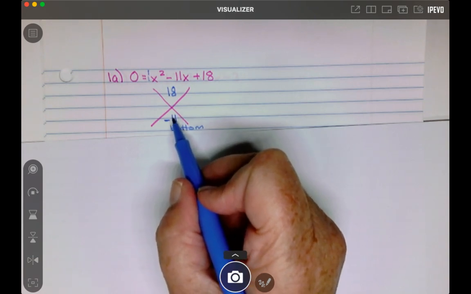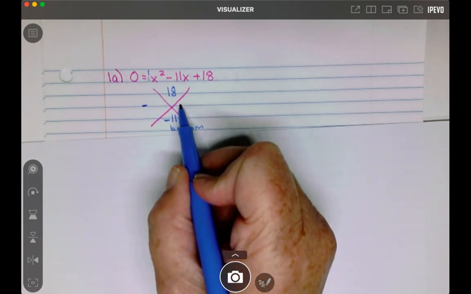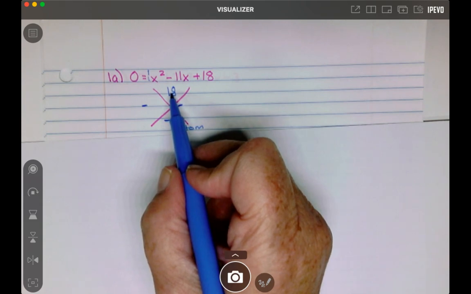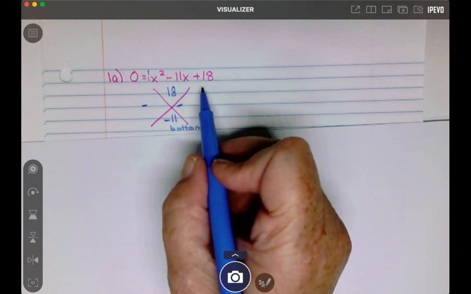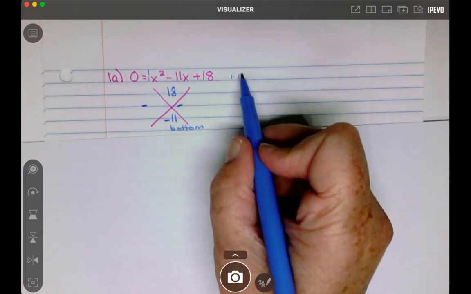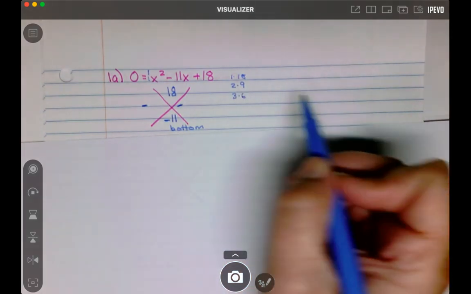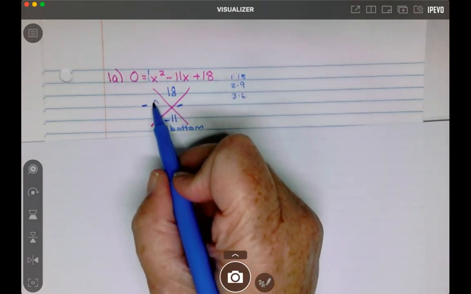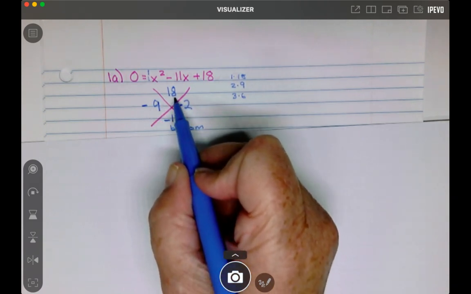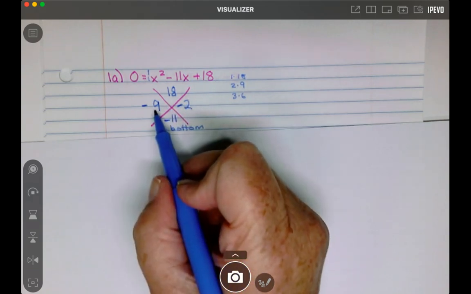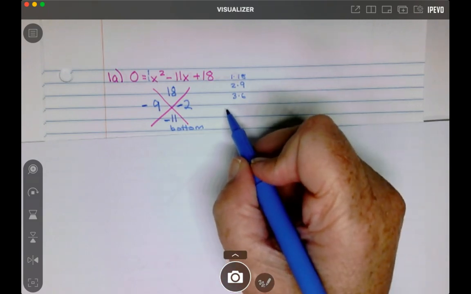Since we have a negative on the bottom and a positive product, both of these have to be negative. The only way to get a positive product is a negative times a negative, or a positive times a positive. So 18 can either be 1 times 18, 2 times 9, or 3 times 6. 2 times 9 is the one that's going to work. So I have negative 9, negative 2. I double check myself. Is negative 9 times negative 2 positive 18? Yes. Negative 9 added to negative 2 is negative 11? Yes. And so now I write my factors.